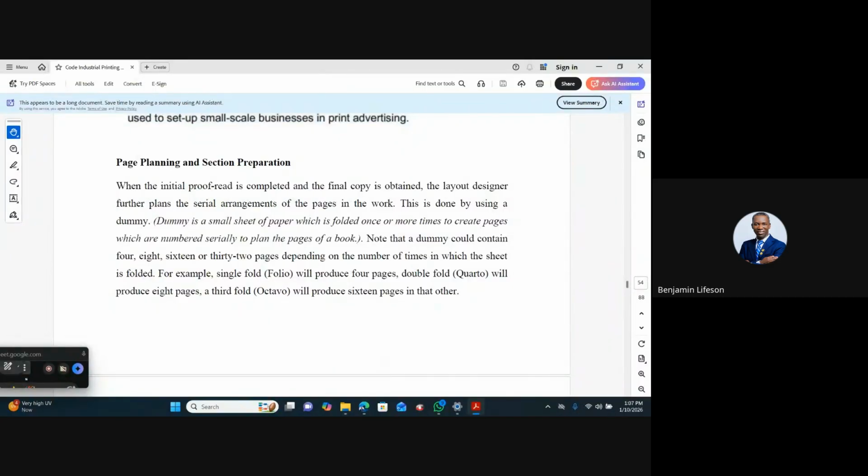So you begin to get a piece of paper, you will fold it into multiple parts, and that's why we said we have single fold. It's a single fold. We call it folio. It will produce 4 pages. When you pick one paper, for instance, and you divide it into 2, you are not cutting it, you are just folding it into 2 equal parts.